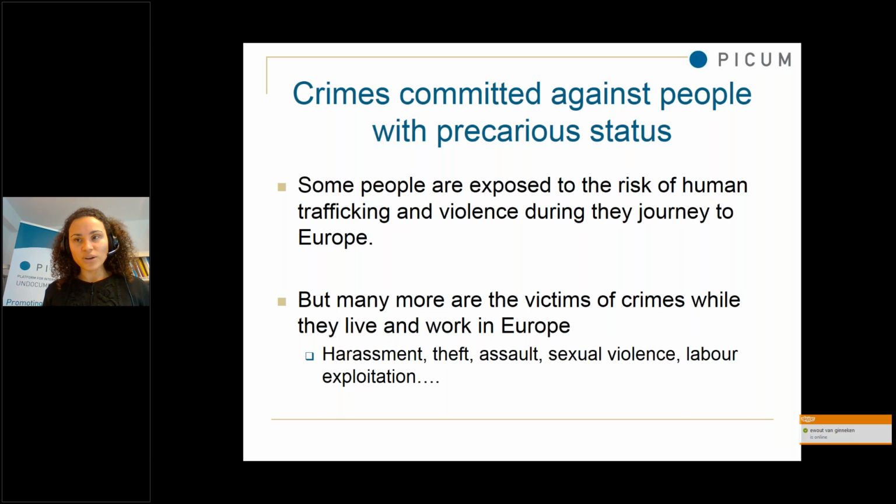Now, these are the kinds of crimes that we're all unfortunately very familiar with: harassment, theft, assault, sexual violence, but also crimes that tend to be commonly committed against people in situations of vulnerability, such as, for example, labor exploitation.